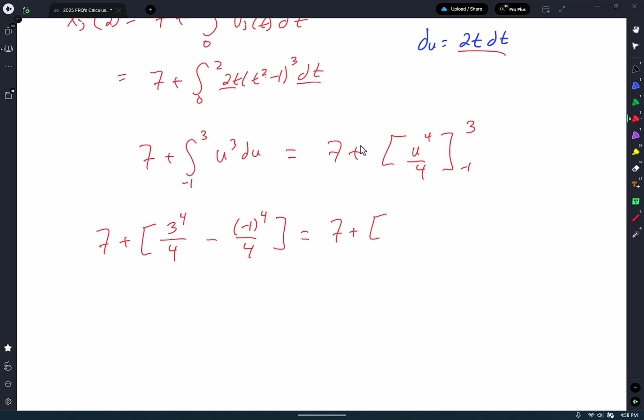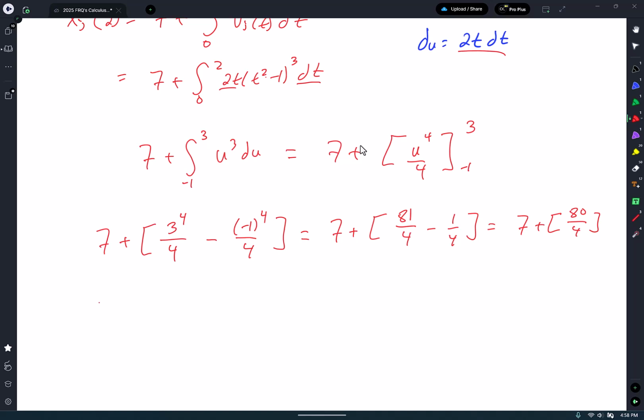3 times 3 is 9, and 9 times 9 is 81. 81 over 4 minus negative 1 to the 4th power is 1, so 1 over 4. So there it is. So I'm going to have 7 plus bracket 81 minus 1. That's 80. 80 over 4.